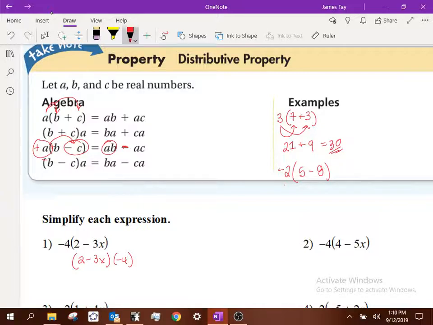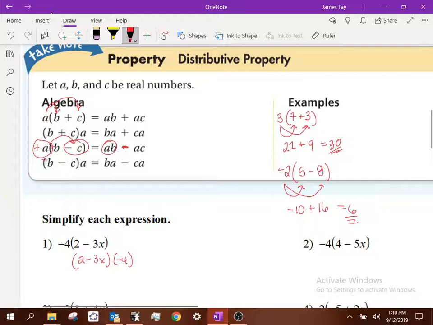What's negative 2 times 5? Negative 10. And now negative 2 times negative 8 gives me positive 16, right? A negative times a negative gives me a positive. What's negative 10 plus 16? 6. The same thing using the order of operations. So that's kind of what we're getting at with those examples there. Okay? Is everybody all right with that? You would get the same thing.